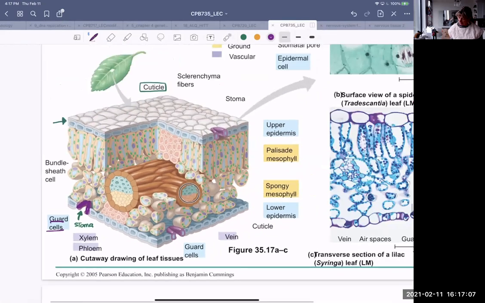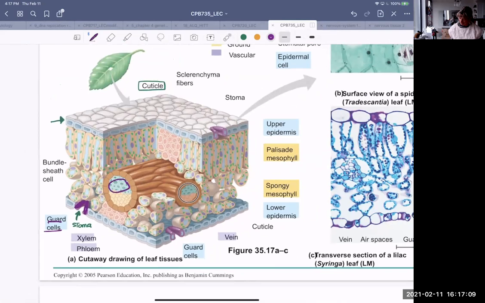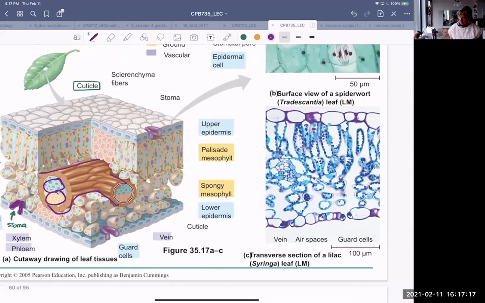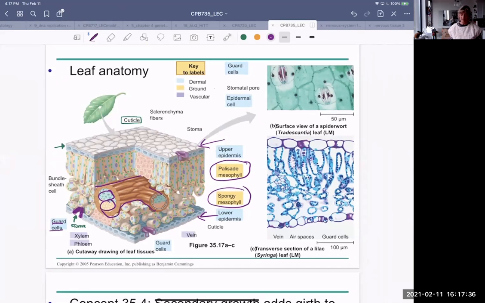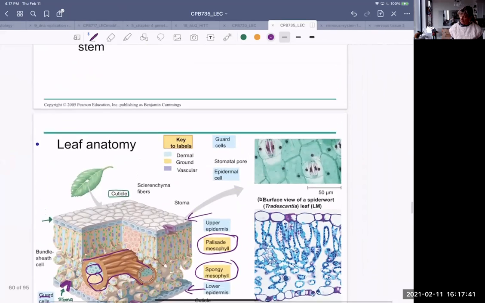This is the xylem and phloem here in veins. So these are the veins that run through the leaf. This is the upper epidermis, the lower epidermis. And the tissue that's in between is called palisade mesophyll and spongy mesophyll. So those are mostly parenchyma cells, the cells that function in photosynthesis and also in structure.